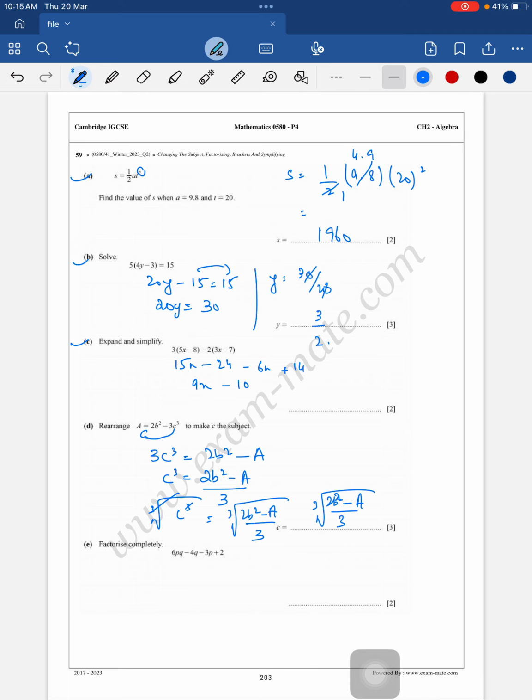Part E is factorize completely. We have to look for the terms which can be taken common, so that the brackets can be the same. 6pq minus 4q. If I take q common from here, I'll be getting 6p minus 4. Or 2q common, so yes, it is working. If I take 2q common from these two terms, I'm getting 3p minus 2. If I take minus 1 common, so 3p minus 2. So the answer is 3p minus 2 and 2q minus 1.